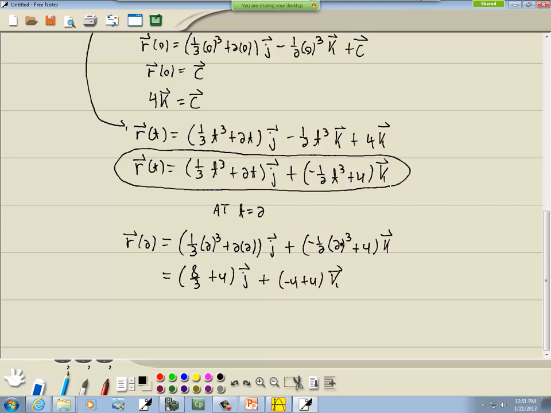That's weird. 2, 4, 8. Divided by 2 is 4, negative 4. That's right, so that drops away. So we got 4 times 3 is 12, plus 8 is 20. So we have 20/3 j. So we need to make a basic math error somewhere.